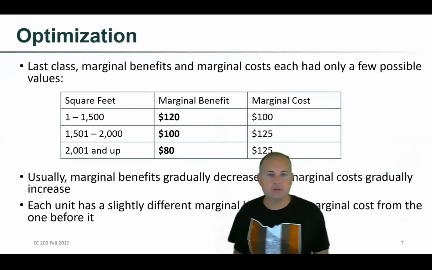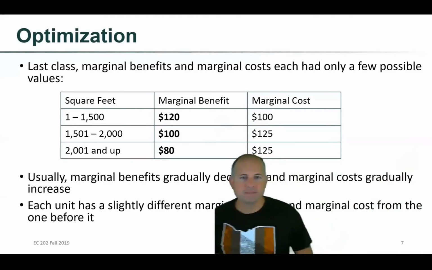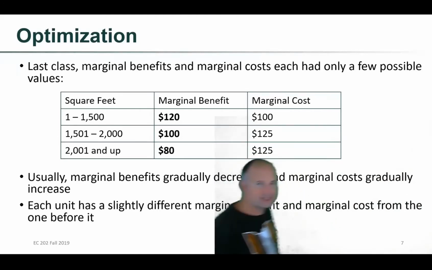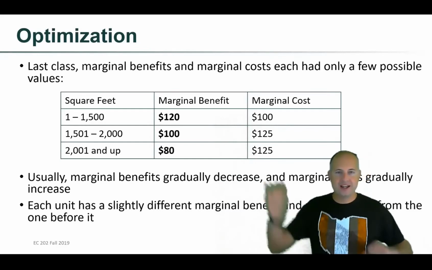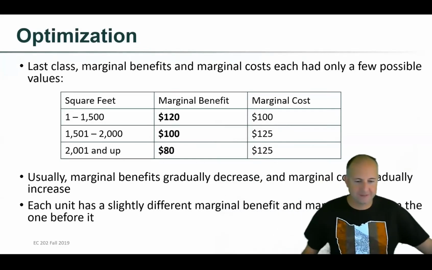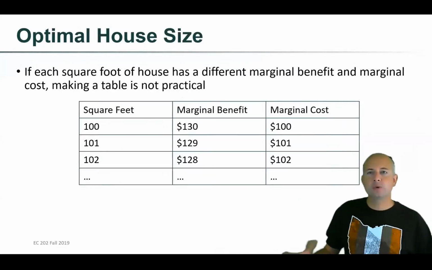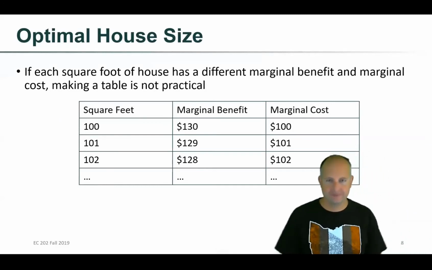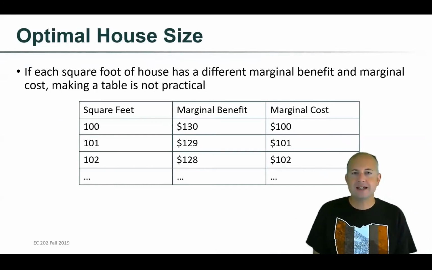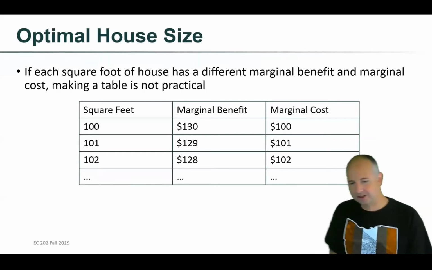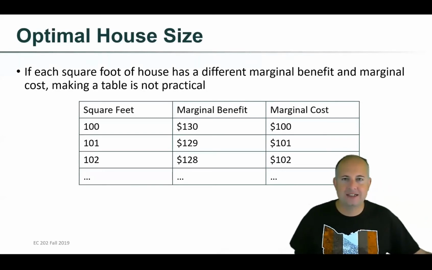Usually marginal benefits gradually decrease and marginal costs gradually increase, meaning that each unit has a slightly different marginal benefit and marginal cost. Essentially, things happen more gradually. Here we had to do stair steps just so I could fit it in a table. If each square foot of house has a different marginal benefit and marginal cost, then making a table isn't practical, right?